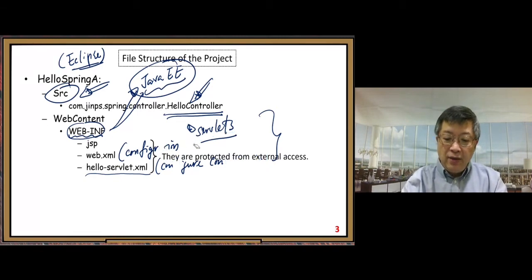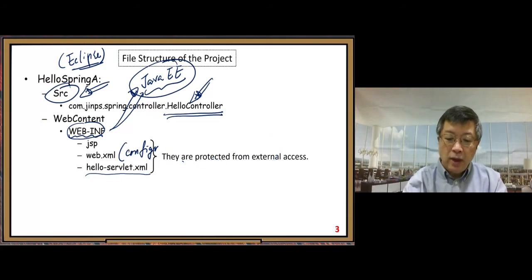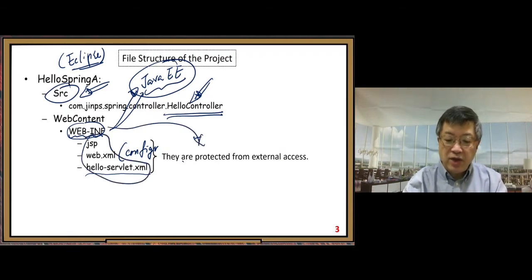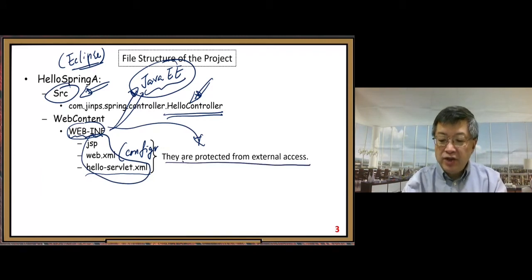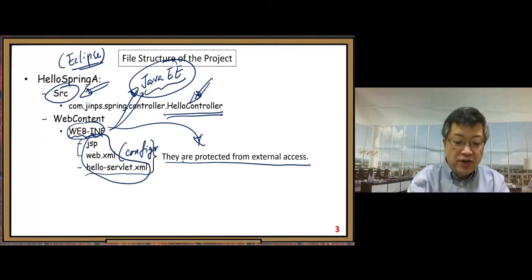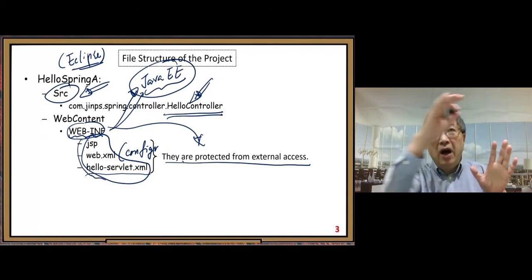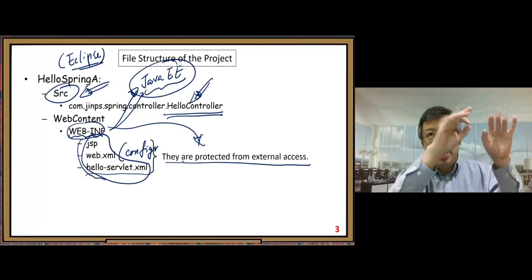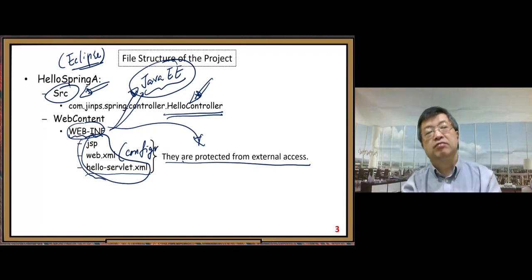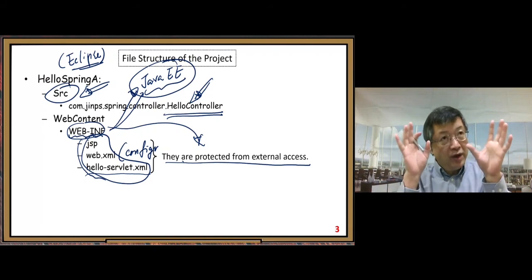And here, there is a property. Everything inside WEB-INF, these three items inside WEB-INF, are protected from external access. The users cannot access all these things through a URL. In the web browser, you type a URL, you cannot access these items. That's one important property.